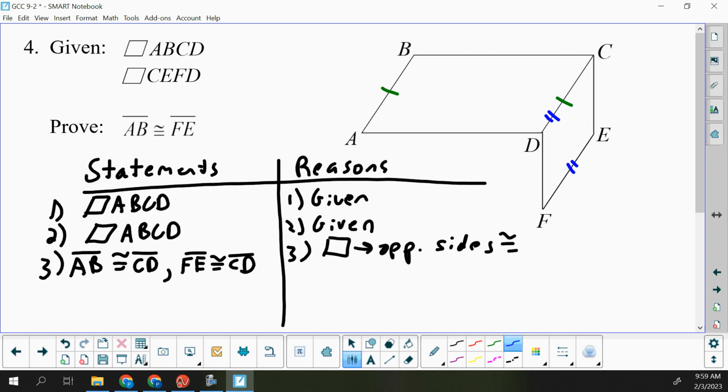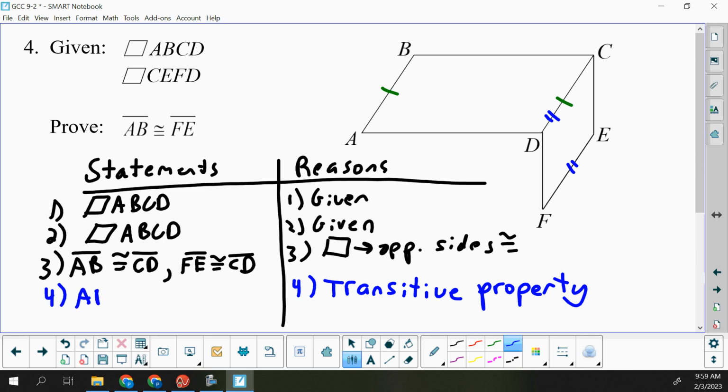Do you all hear a ringing in your ears? Hopefully you should. It should be a bell going off in your head by the fact that CD got marked up twice. That should be telling us what should happen next. If CD got marked up twice, we should do the transitive property. AB was congruent to CD, FE was congruent to CD. So our conclusion, we can say that AB is congruent to FE.